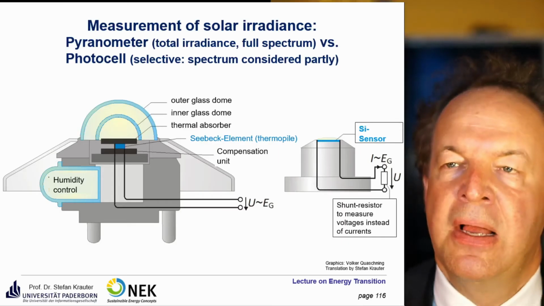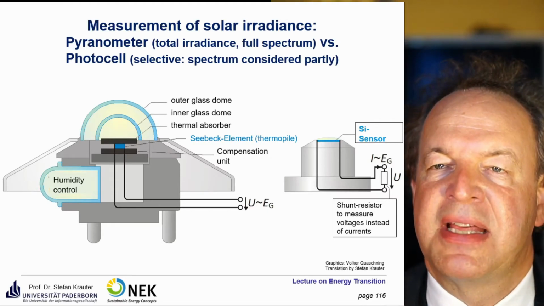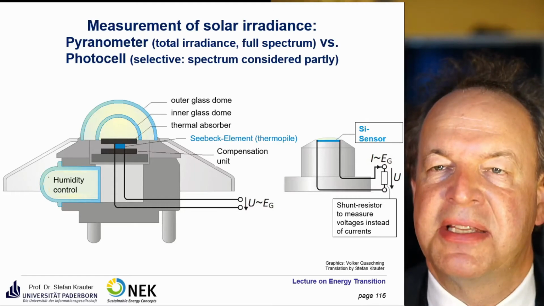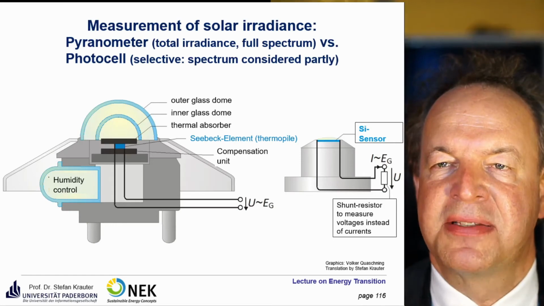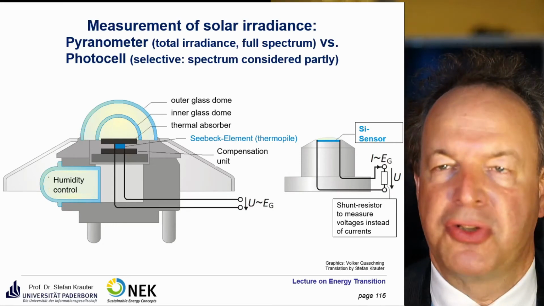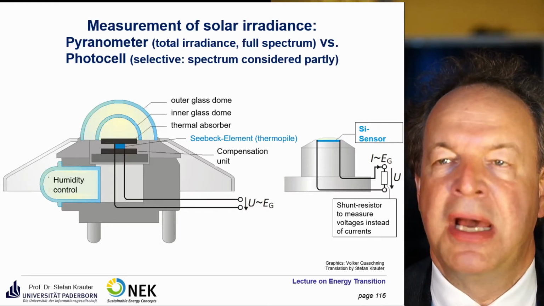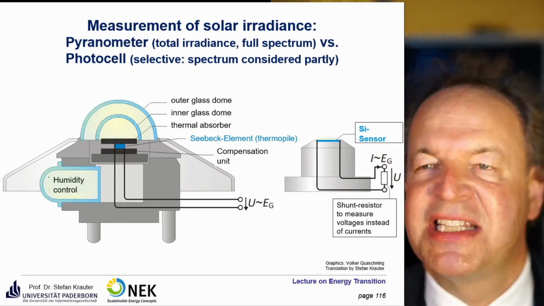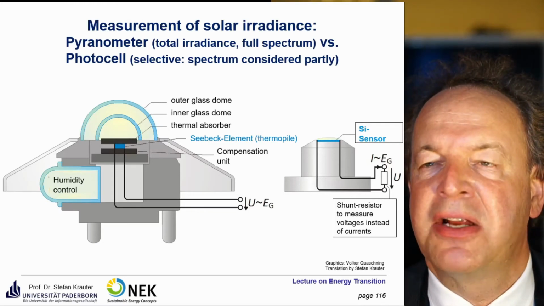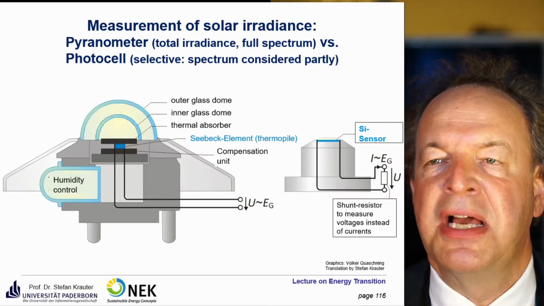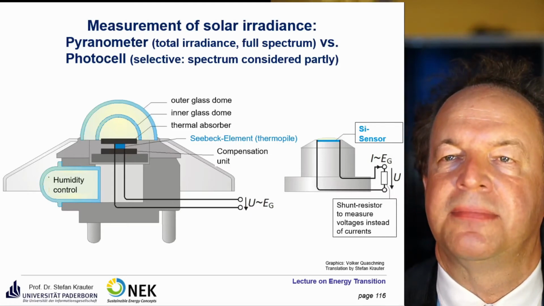What you have to consider, the advantage of the pyranometer is that it absorbs any kind of irradiance. So if the domes are highly transparent for all wavelengths, the absorber also absorbs any wavelength. You have the full spectrum considered there. This is not the case for the silicon sensor because there's a spectral sensitivity. We talk about it later when we talk about the photovoltaic effect. So it doesn't value all wavelengths the same way.